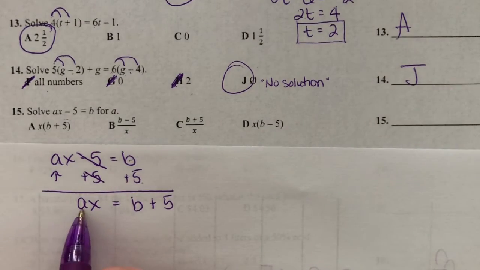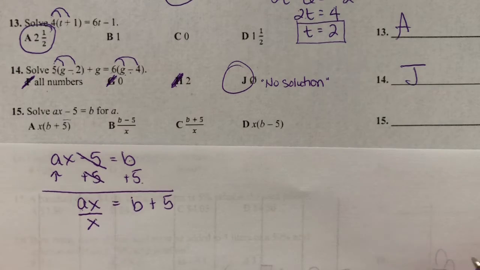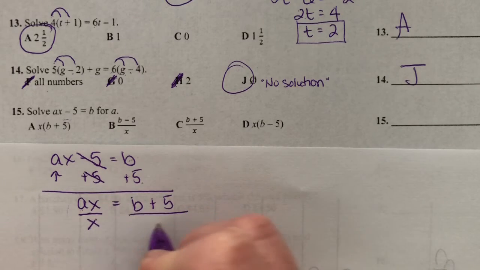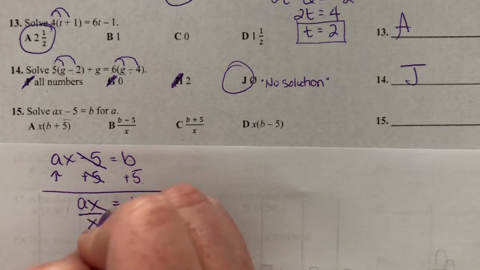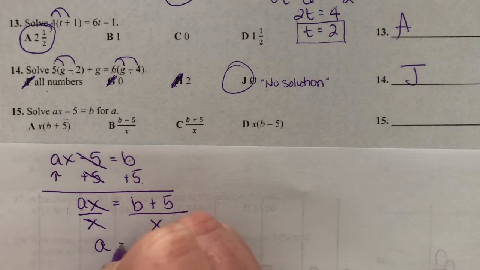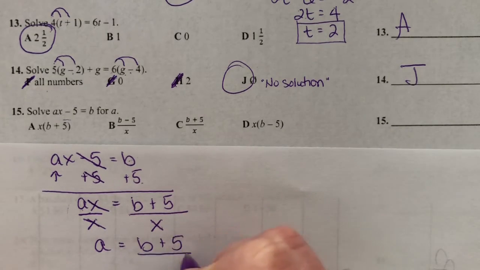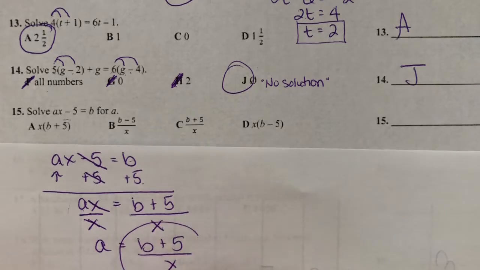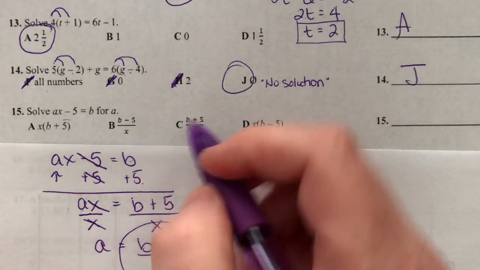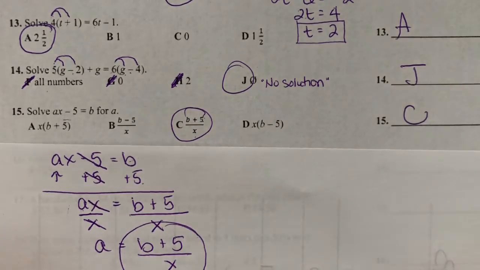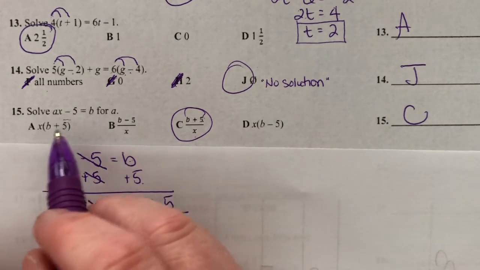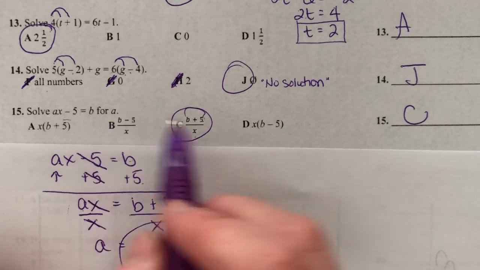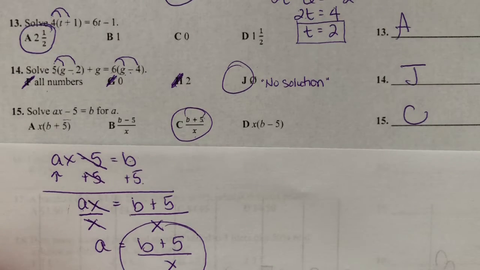And then lastly, to get a alone, right now it's a times x. So to get rid of x, I've got to divide by x. And whatever I do over here, I have to do over here. So these x's cancel, and I'm left with a equals b plus 5 over x. It told us to solve for a, so what is a equal to? B plus 5 over x, C. It doesn't say a equals, but all of these are what a is supposed to be equal to. So you can kind of narrow it down.